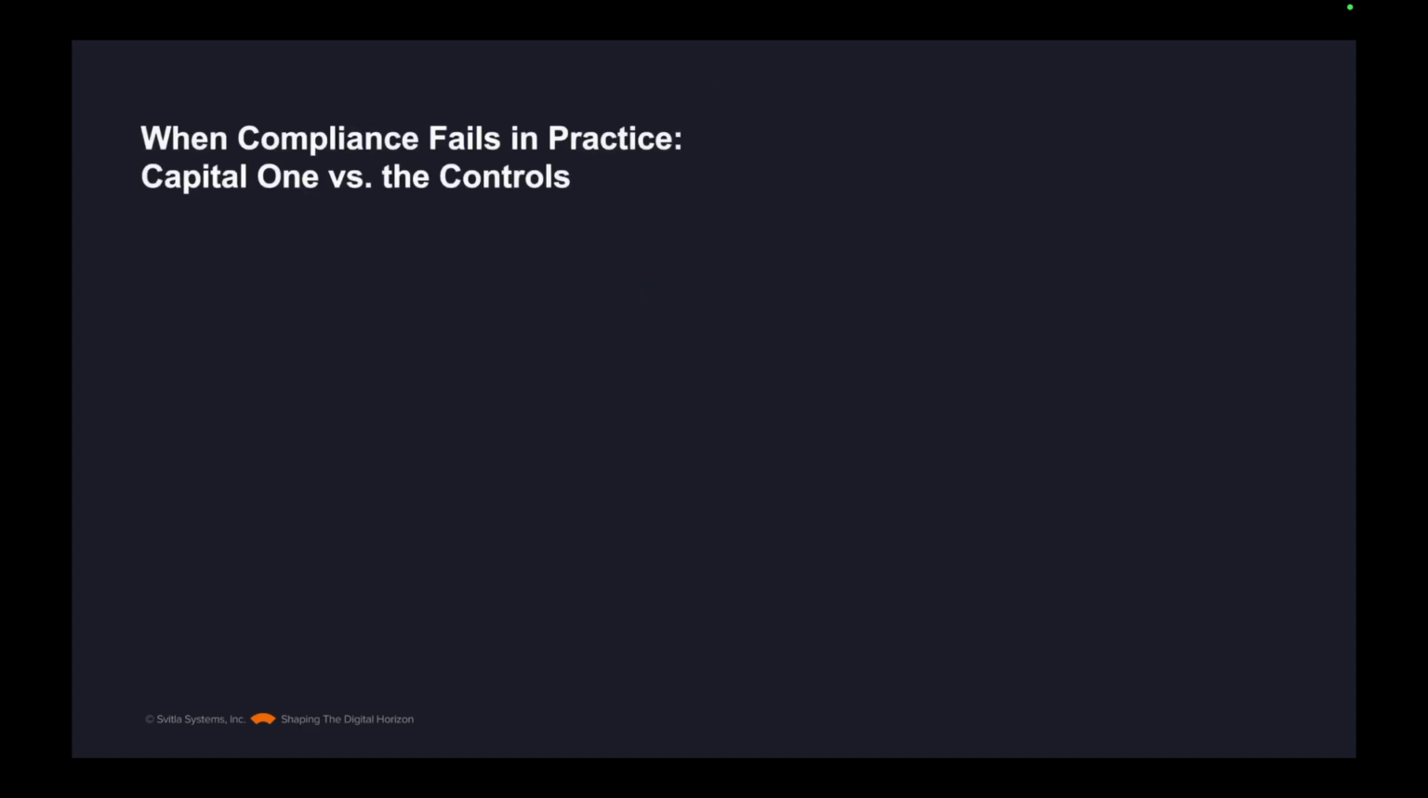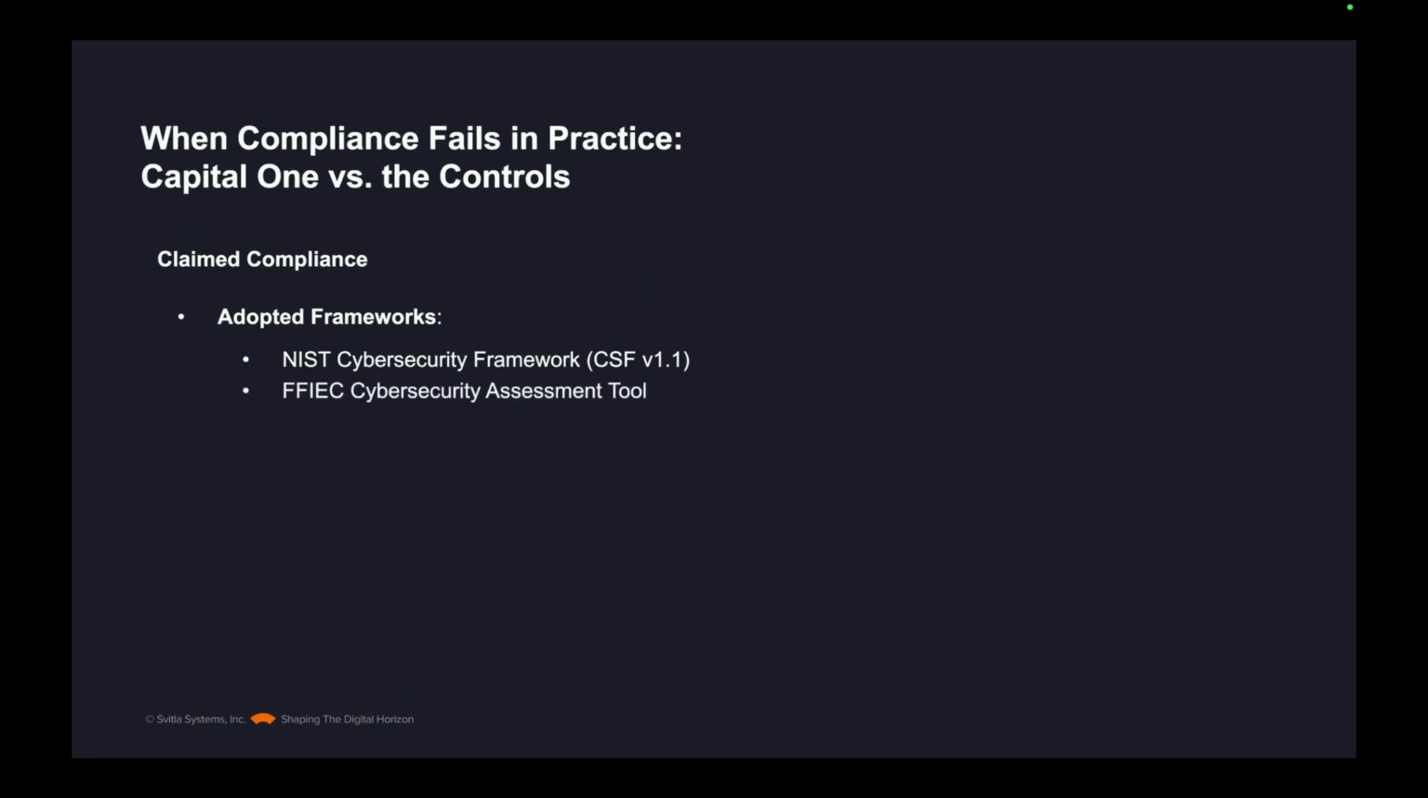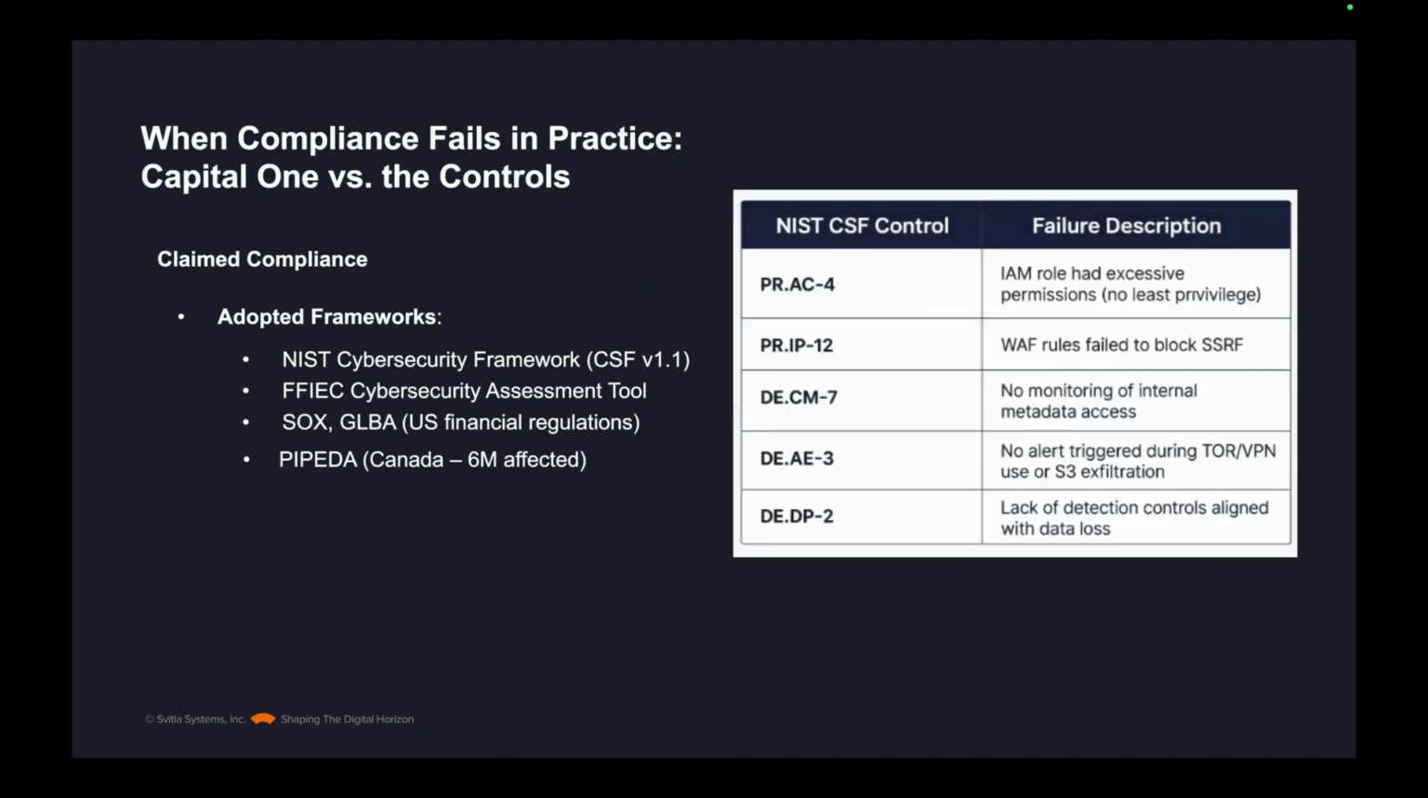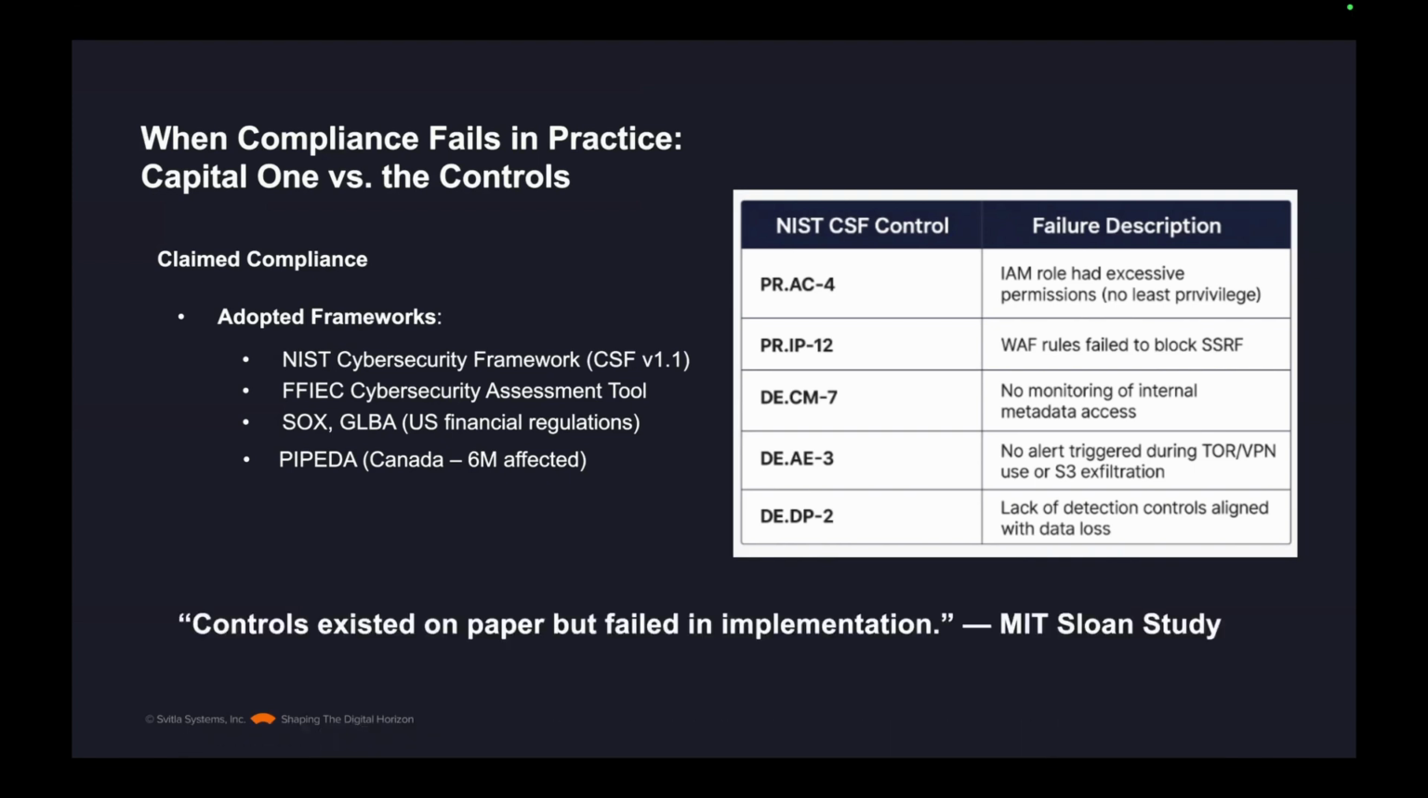So what happened there? Basically, Capital One said they had NIST cybersecurity frameworks. Also, they were FFIEC compliant, and they claimed to be SOC compliant, along with the GLBA, which is for financial regulations, and PIPEDA for Canada. So they said they had these controls, which they had on paper, but they were not truly well implemented. It's not a lack of precision in these controls, but a lack of how cybersecurity developers implemented them.